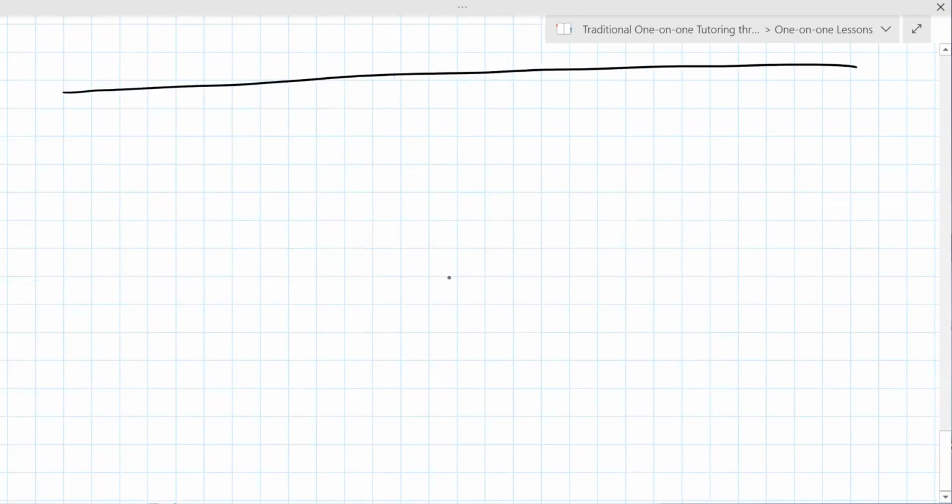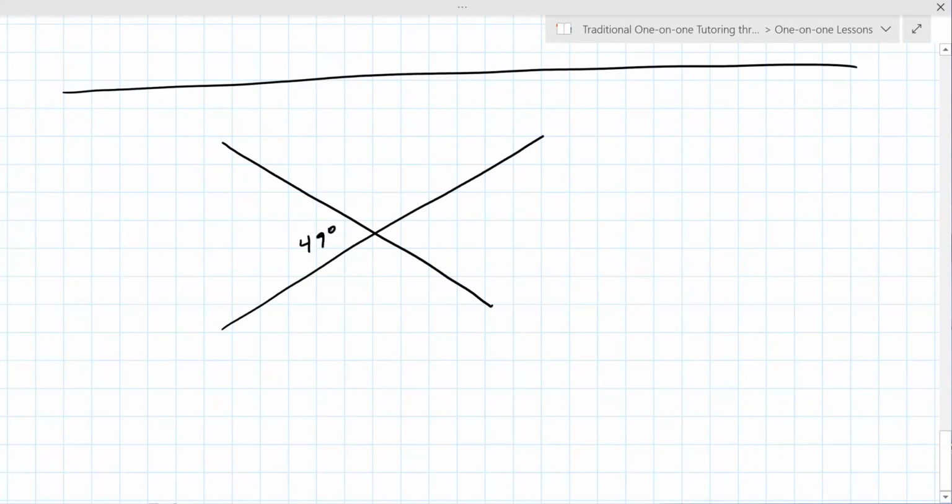Got it. Okay. So how about, you mentioned some vertical angles. Let's say we have two lines that intersect here. Let's say this is 49 degrees right here. What is X, what is Y, and what is Z? Can you tell me those angle measures? I think so. I know Y is also 49 degrees because it's vertical to it. I agree. I think X is 98 degrees.